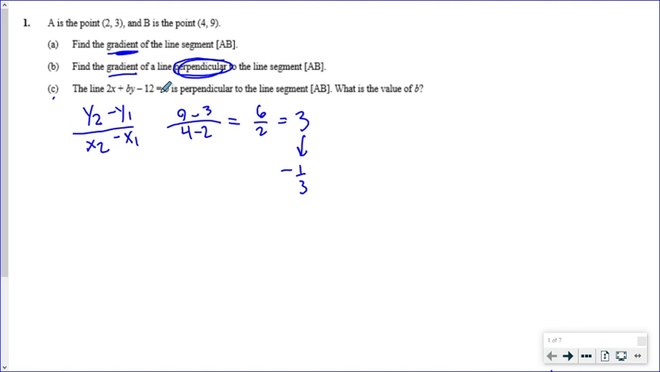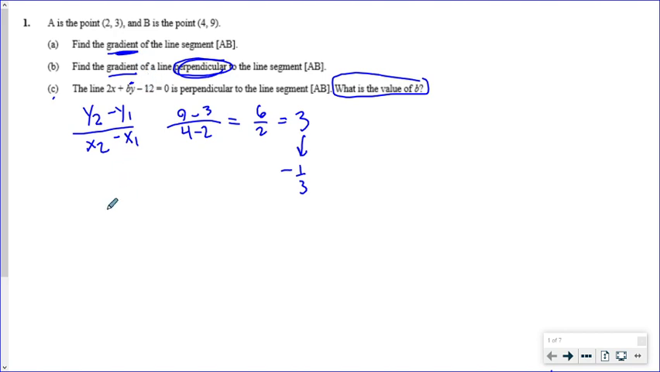Part C. We've got to change it to this form with an equation of the line. So I always start where they asked me to start. It says, what is the value of b? So I've got to figure out what this guy is right here. So put this in a form that you recognize.